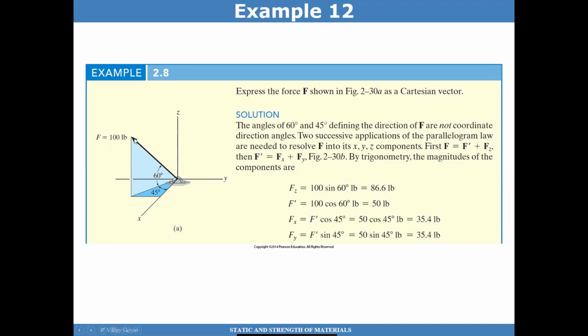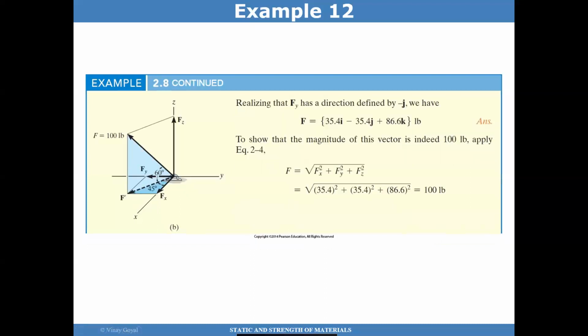And then I take this vector and project it downwards into this plane. Let's call this F prime, the one that gets projected here. That will be, sorry about that, F cosine 60. So I project this F onto this plane. The vector here will be F cosine 60, that's 50 pounds. Now I take that vector and project into Y and project into X. That'll be F cosine 45 for the X direction and F sine 45 for the Y direction. That'll give me 35.4 pounds each.